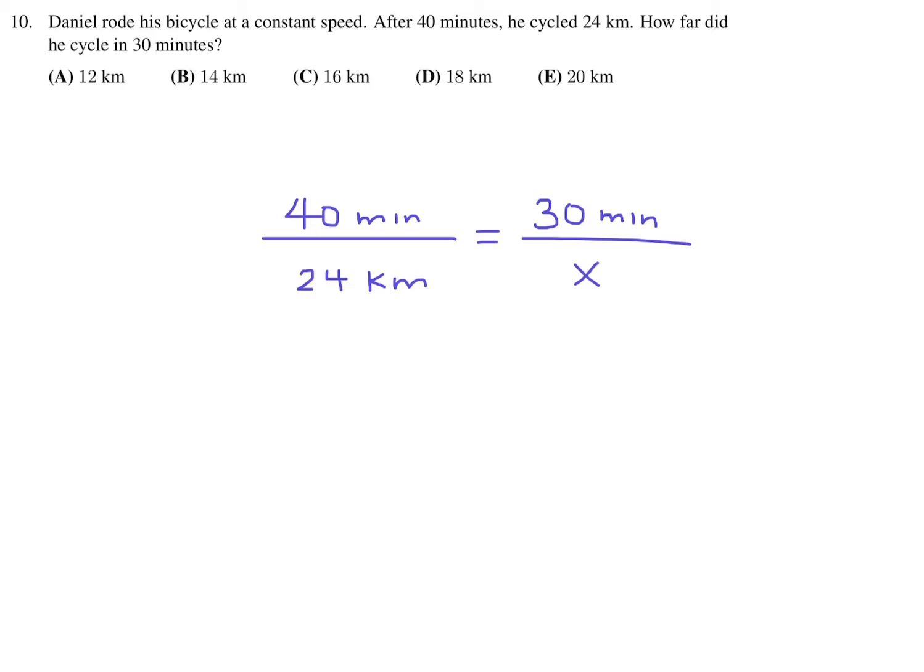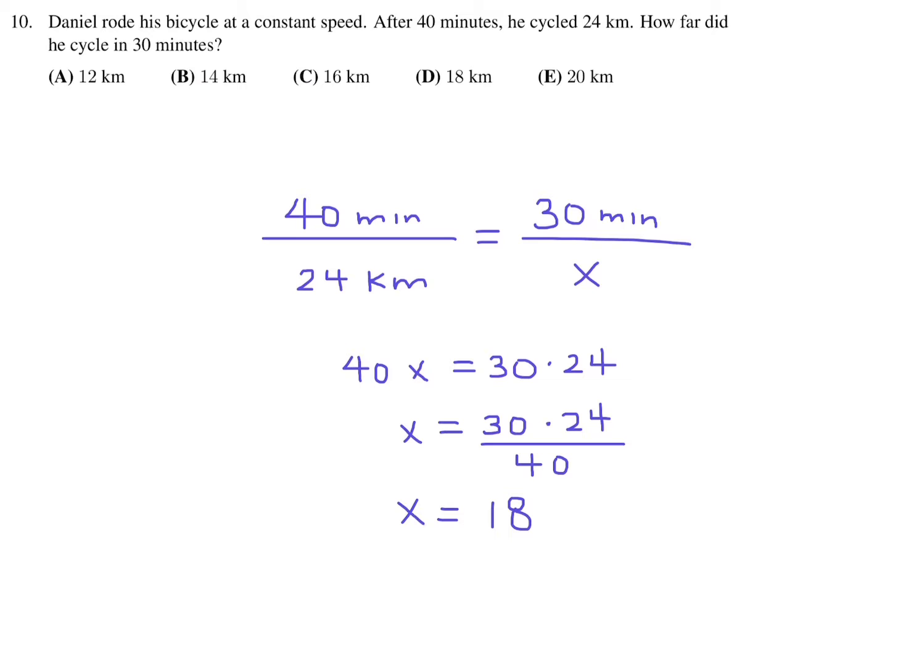So I'll just refer to it as x. Just cross multiply. 40x therefore is 30 times 24. And x is therefore 30 times 24 over 40. And this looks like it will be 18. So in 30 minutes, he travels 18 kilometers. So number 10, the answer is D.